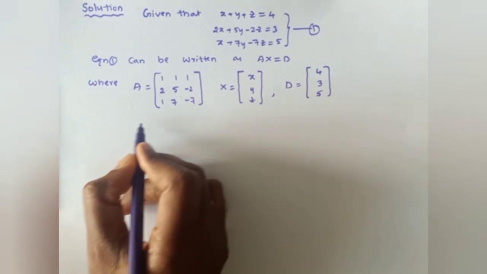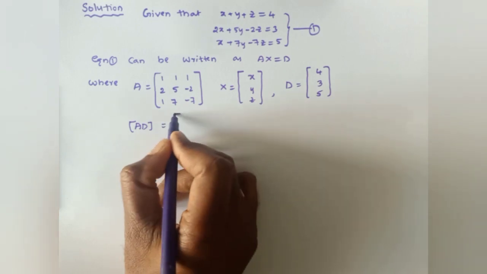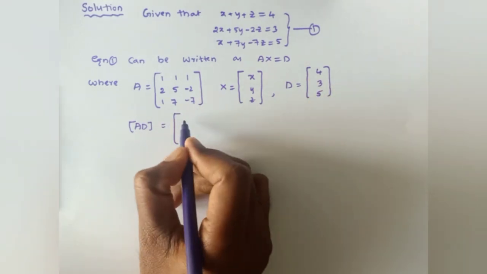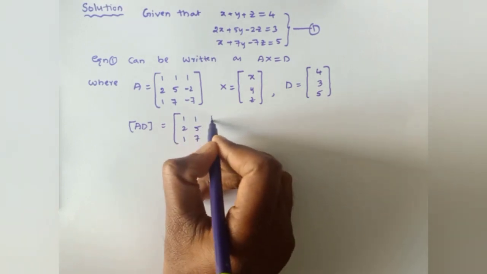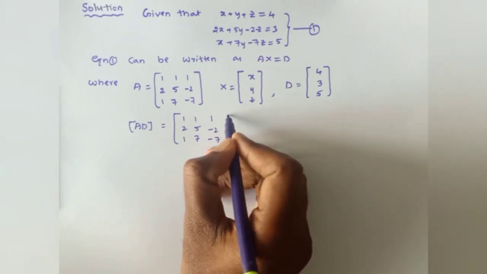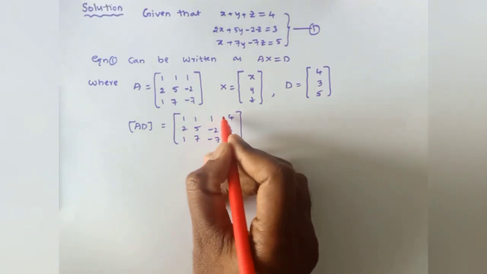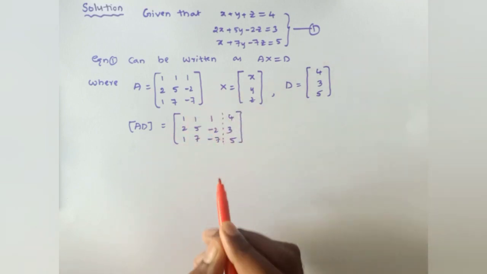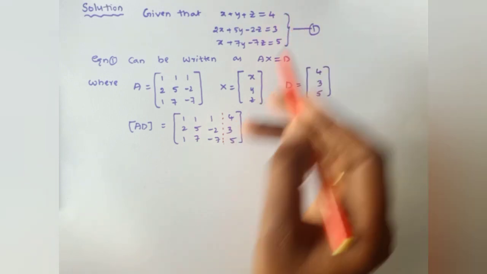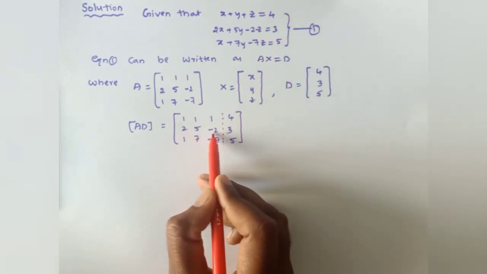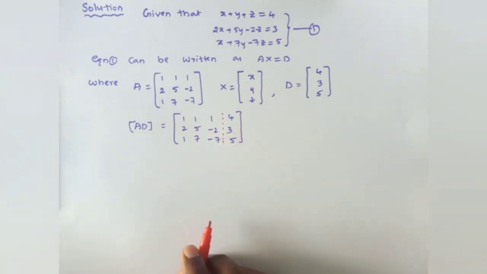And one more, the augmented matrix AD, which is obtained by inserting the constant matrix into A. So this is the augmented matrix, with the last column 4, 3, 5. By using this augmented matrix we can express the system also. See here, 1 into x plus 1 into y plus 1 into z equals 4, our first equation. 2 into x plus 5 into y minus 2 into z is 3, and 1 into x plus 7 into y minus 7 into z equals 5.